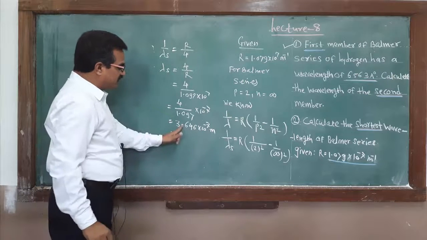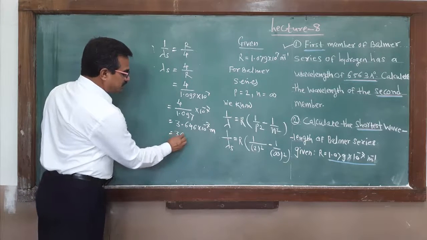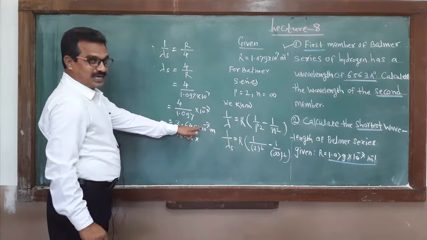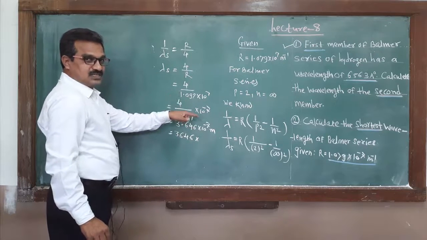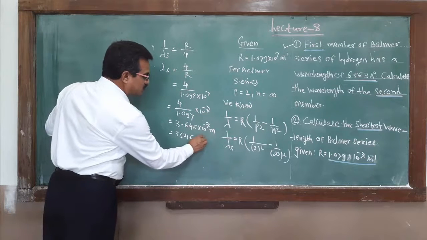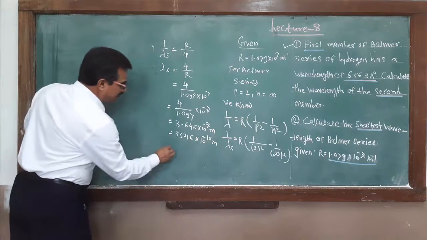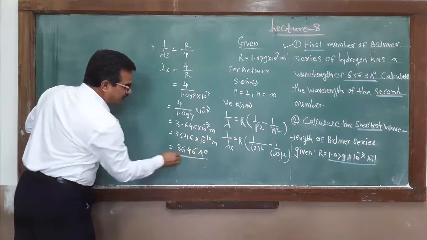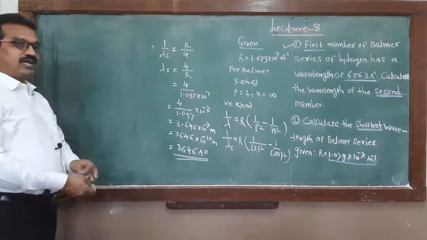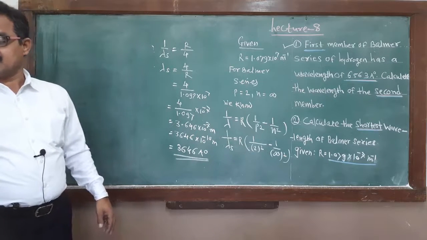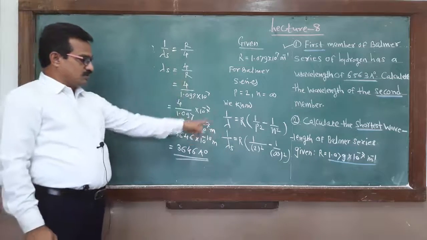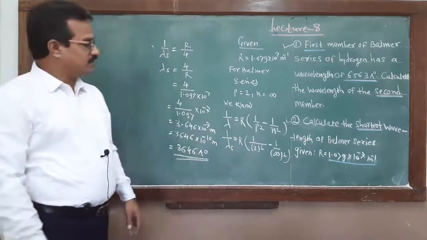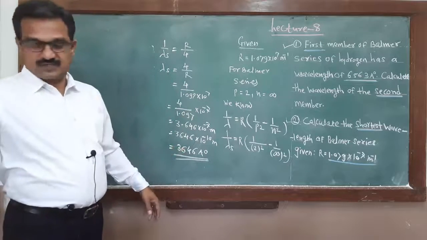But when we shift the decimal point, 3646, shifting three decimals, it is 10 raised to minus 10 meter. It means 3646 angstrom. This is the answer, because 1 angstrom is equal to 10 raised to minus 10 meter. And this is the solution of the second problem. Remember, this is the solution of the second problem.